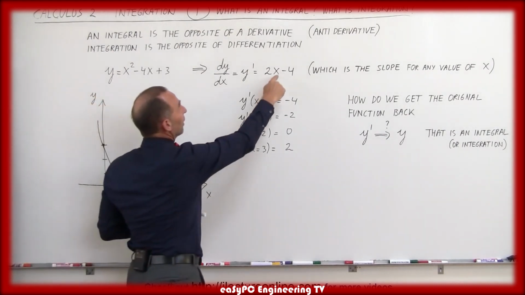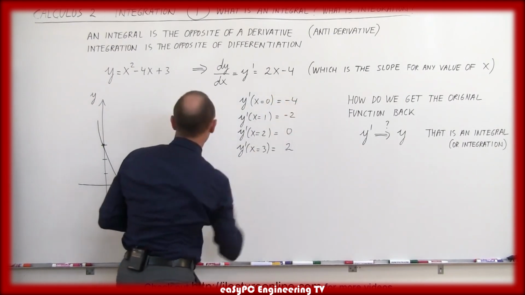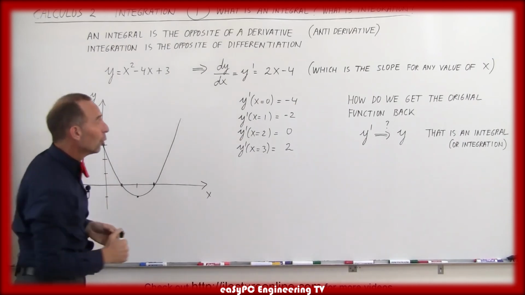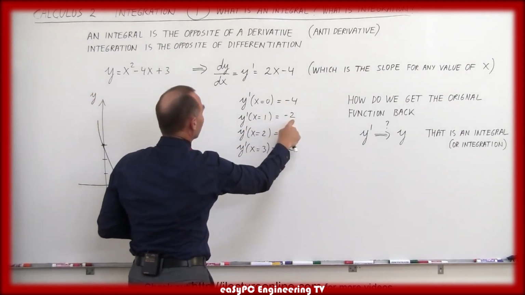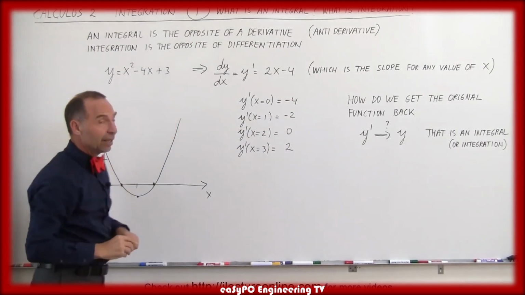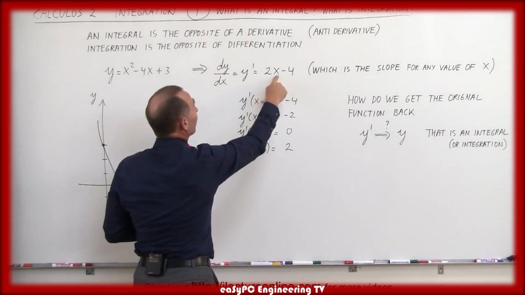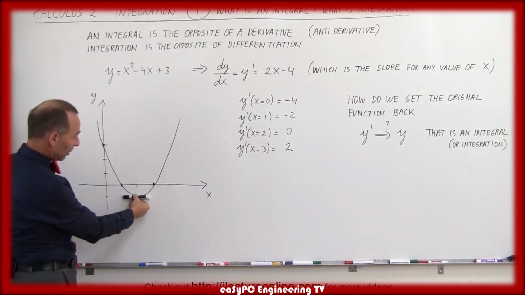We plug in 0 for x. 2 times 0 minus 4. That 0 minus 4 gives us minus 4, which means the slope here is minus 4. If you want to know what the slope is at x equals 1, 2 times 1 minus 4, that's minus 2. So at 1 here, the slope is minus 2. If you want to know what the slope is at x equals 2, 2 times 2 is 4, 4 minus 4 is 0. The slope here is 0, and that looks apparent here. The slope here is 0.